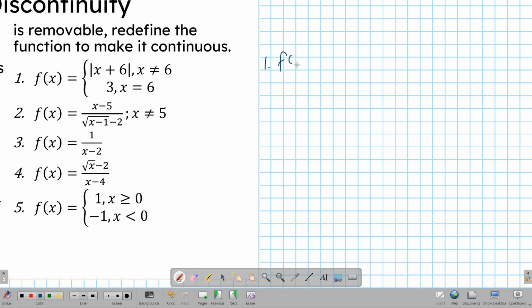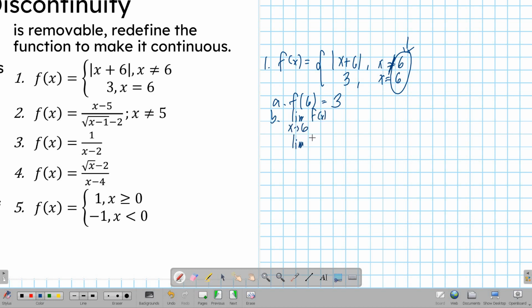We have f of x is equal to the absolute value of x plus 6 if x is not equal to 6, and 3 if x is equal to 6. Now, based on this function, it looks like there's something going on at 6. So let's take a look if it's continuous at 6. First, let's check what is f of 6. F of 6 based on the function is immediately equal to 3. So from there, let's now check if the limit of f of x as x approaches 6 exists.